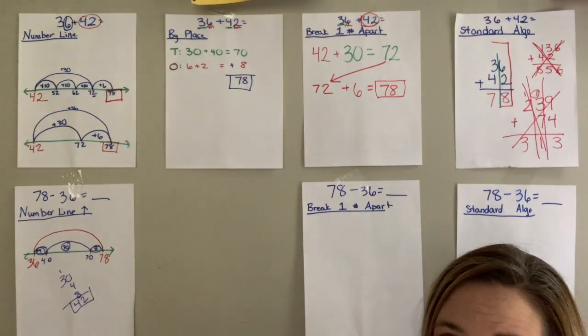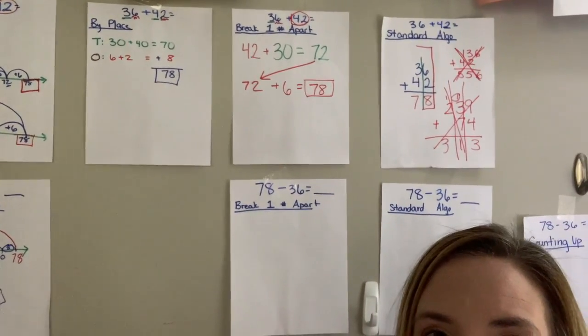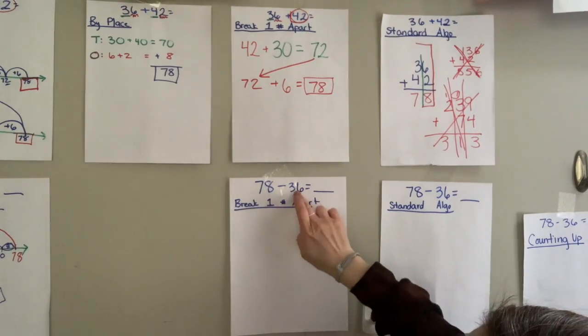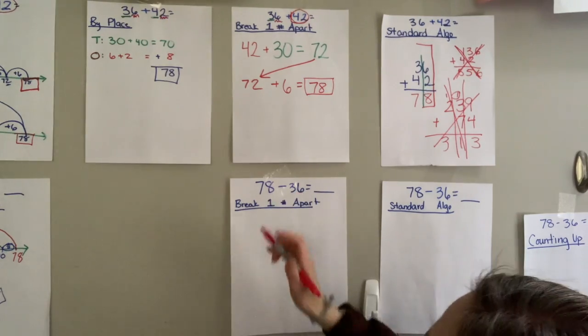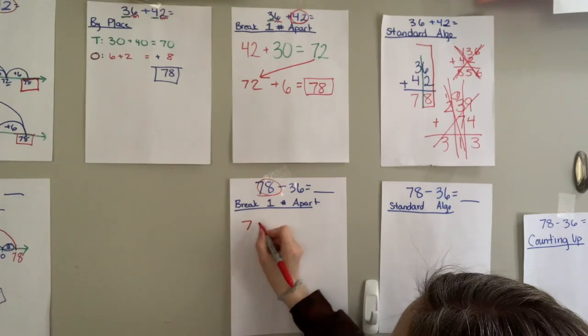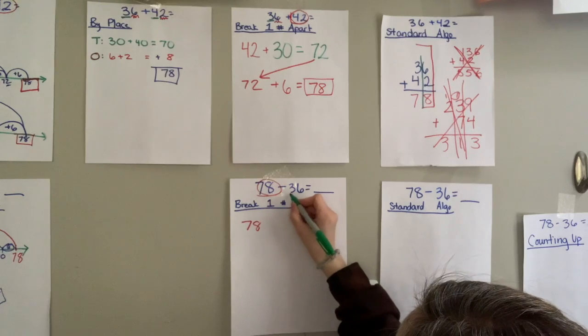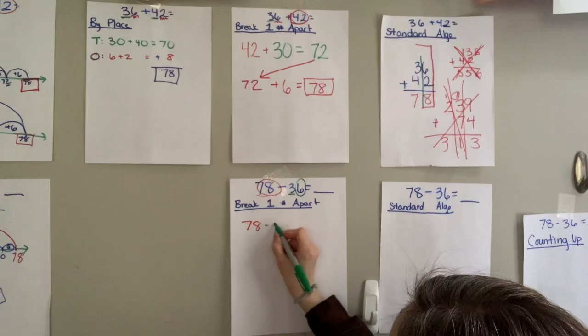Again, by place is not going to work for us, so we're going to skip over that and break one number apart. Within break one number apart, we're going to break apart the smaller number here. So we're going to keep the 78 and put that down here. And then we're going to start breaking apart this. So we underline the tens and circle the ones. So the first thing we're going to do is subtract the tens.